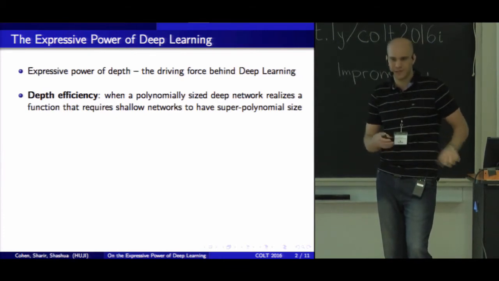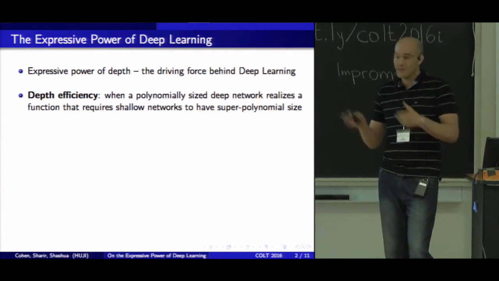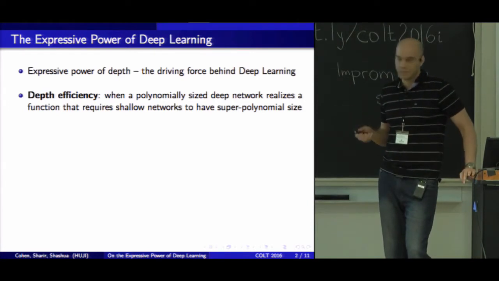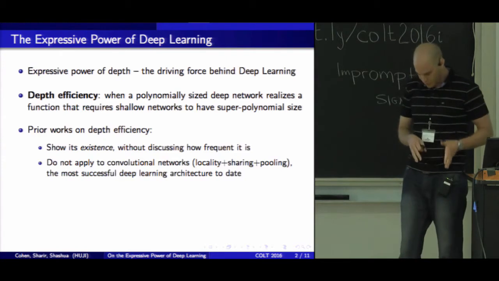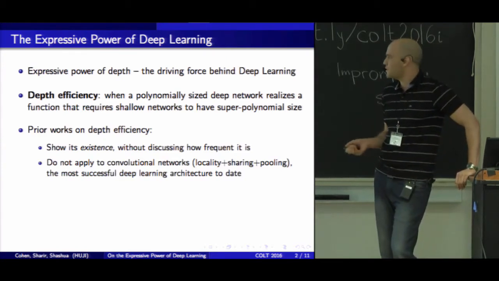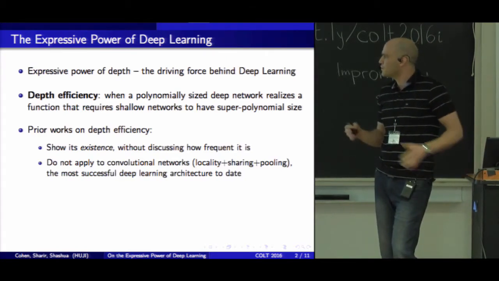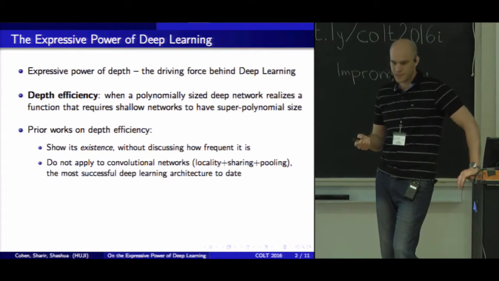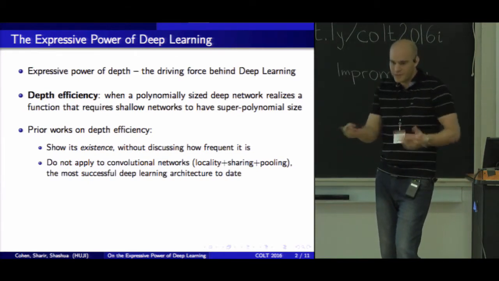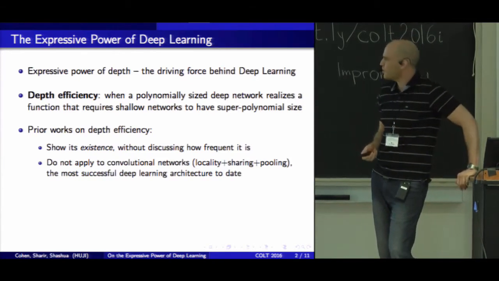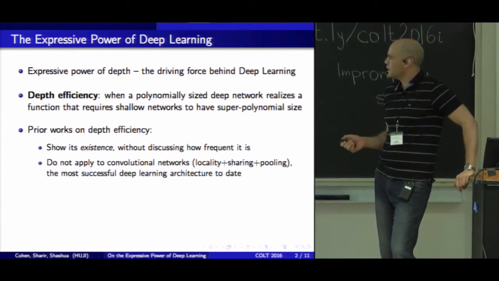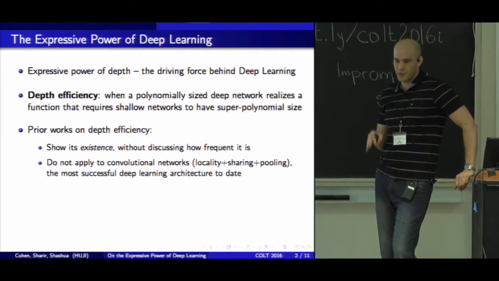So both of the excellent talks that were here before me actually deal with this. So this is how we call it. And what differentiates our work from previous works on depth efficiency is, first of all, most of them show existence of functions, either of one or of a few, but they don't treat the question of how frequent these functions are. And secondly, they do not apply to convolutional networks, which is something that we focus on.